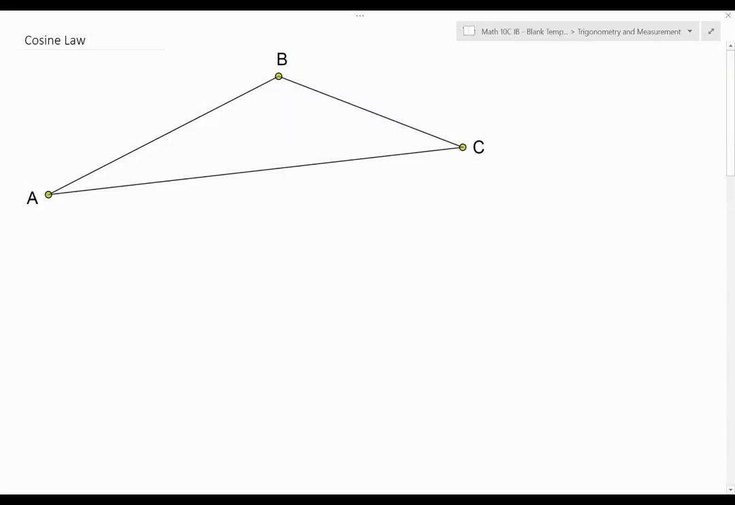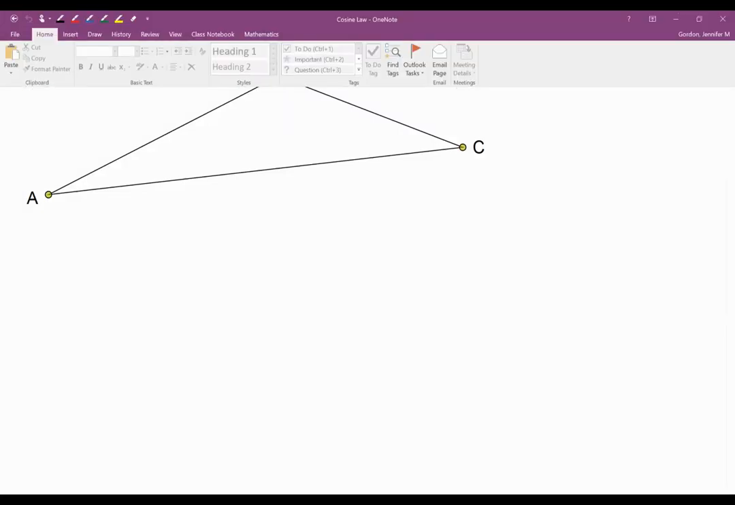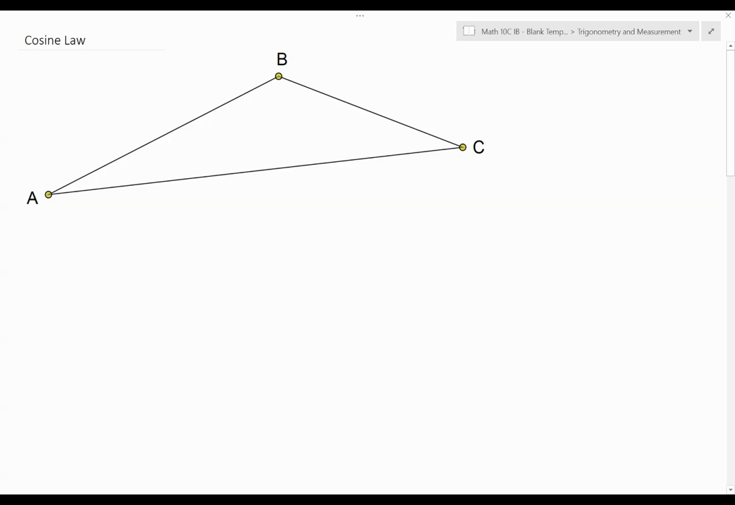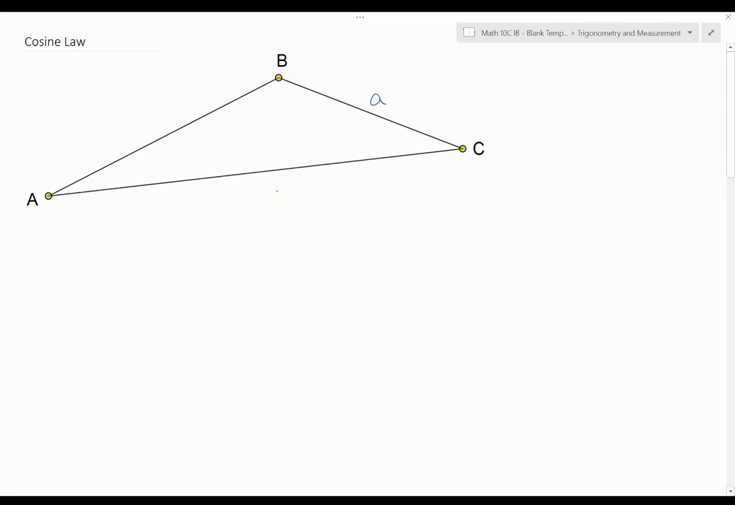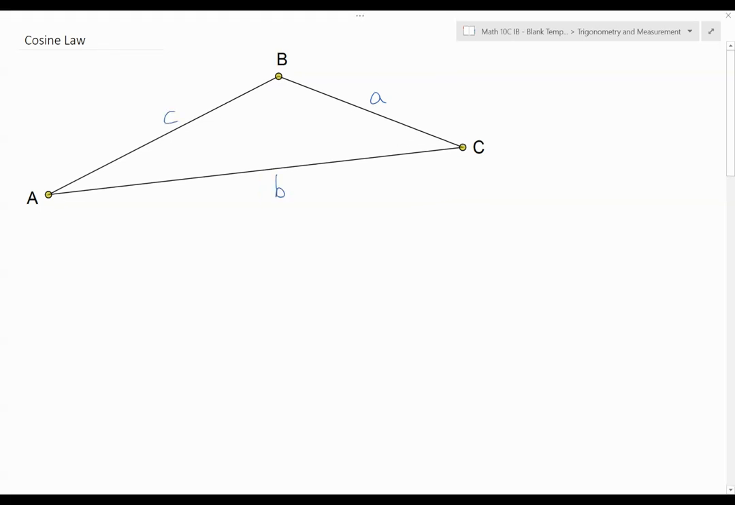Everyone, in this video we're going to look at the cosine law, which is how we can solve oblique triangles or non-right triangles that can't be solved using the sine law. So again, I have my triangle ABC with sides and angles labeled with corresponding letters of the alphabet, either uppercase or lowercase. And I think about when I can use the sine law.